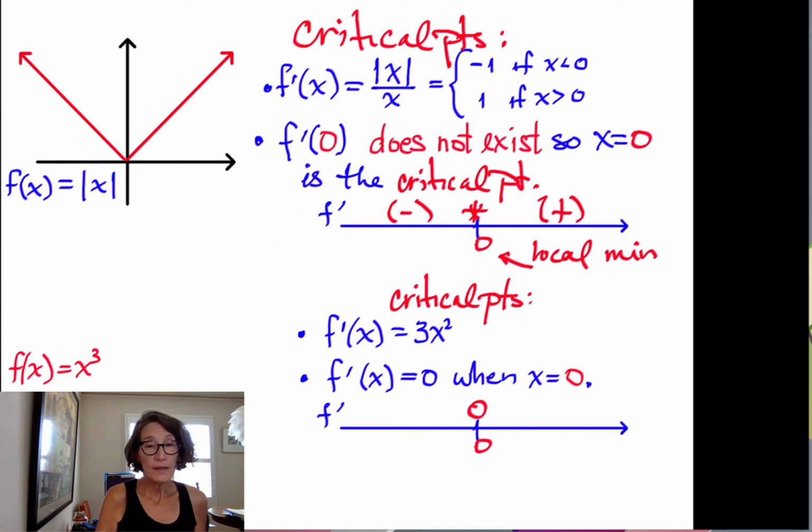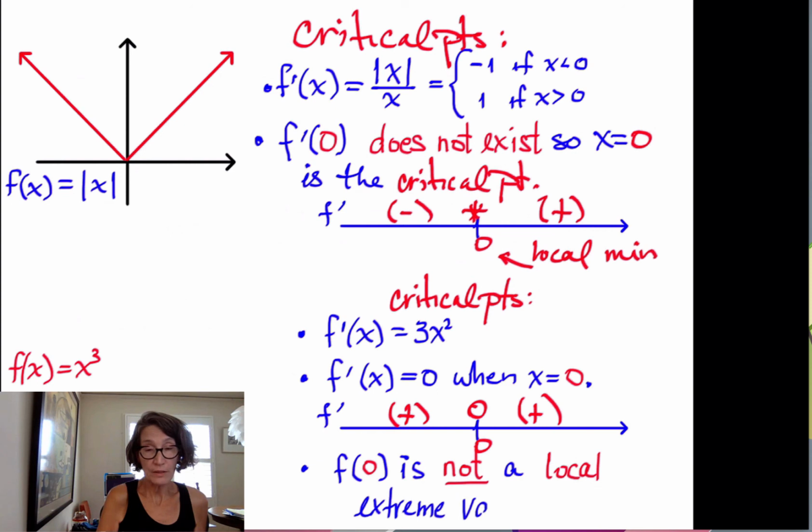So if we plug any number less than 0, any negative number, into the derivative, 3x squared, you're going to get a positive answer. So the derivative is positive when x is less than 0, but also the derivative is positive when x is greater than 0. So there's no change in sign. Even though the derivative is 0 at x equals 0, it doesn't change sign there. So f of 0 is neither a local max nor a local min. So it's not a local extreme value.